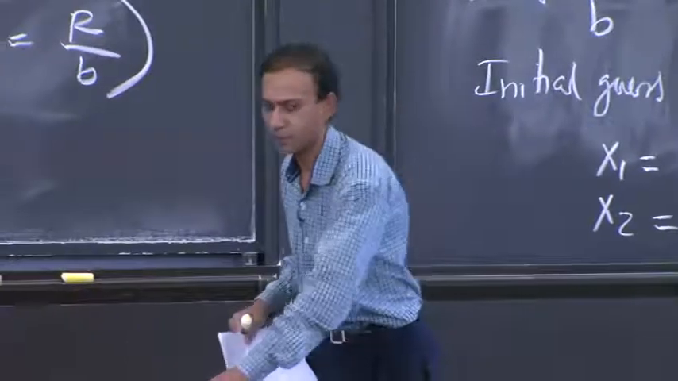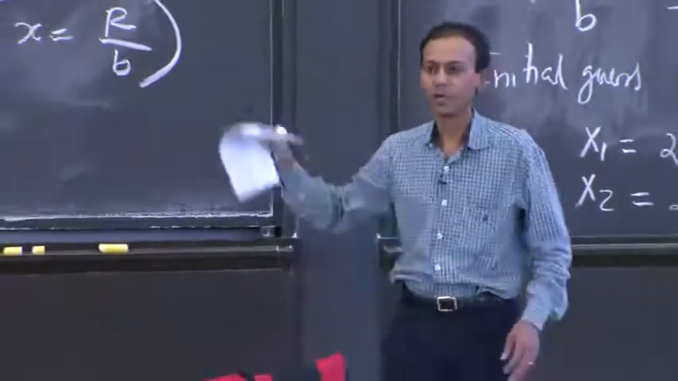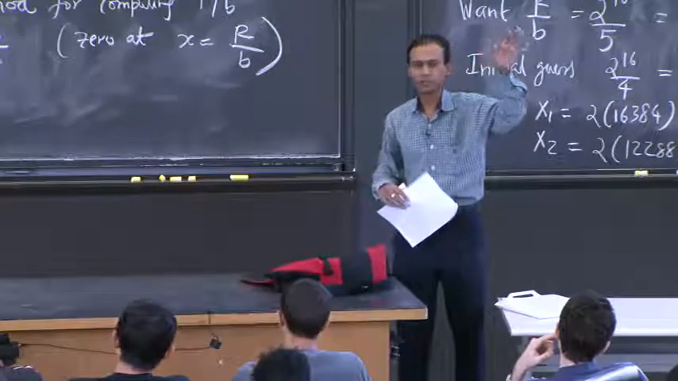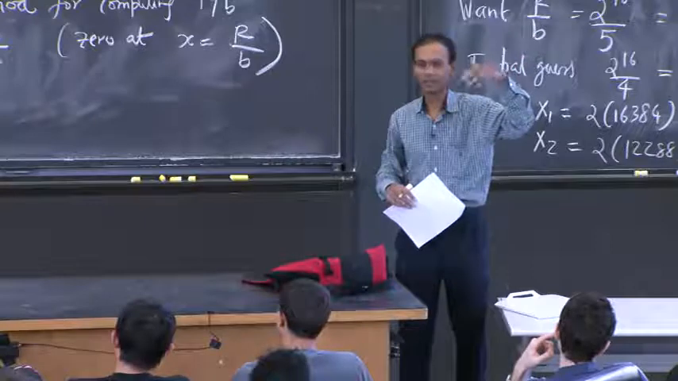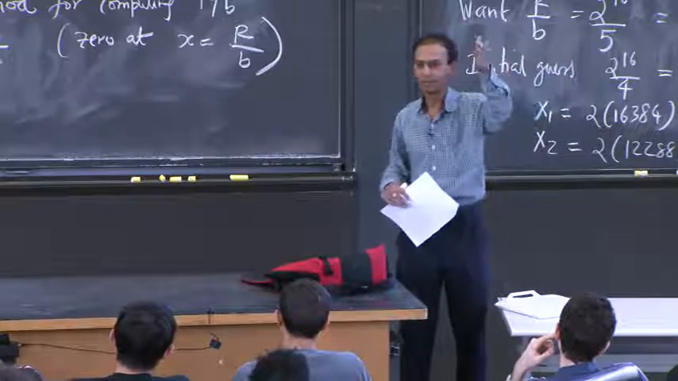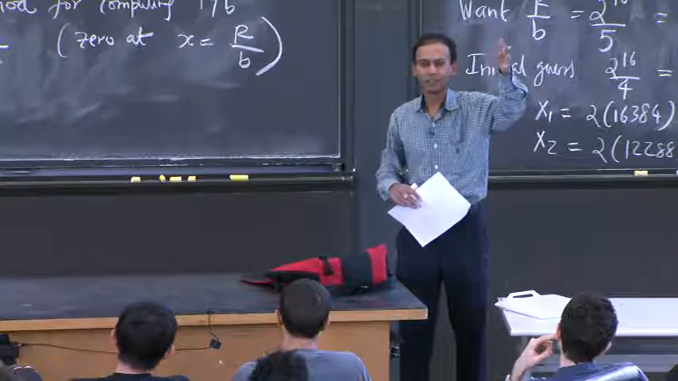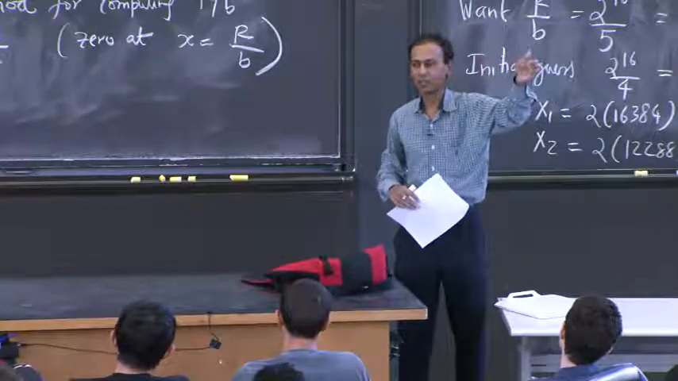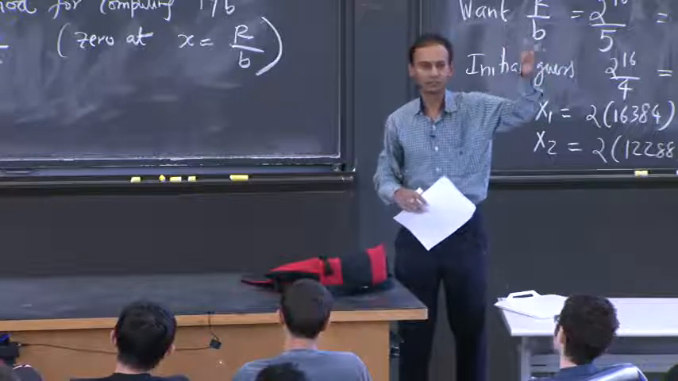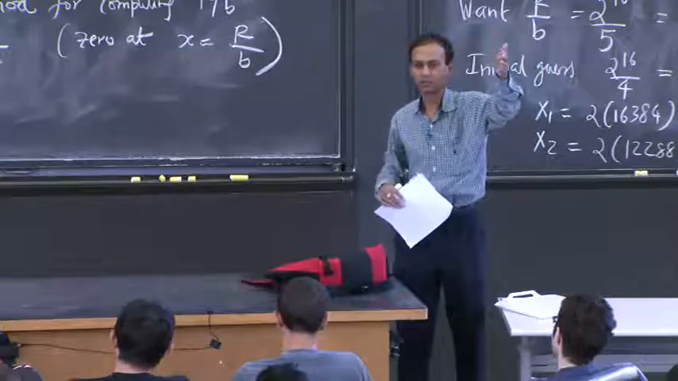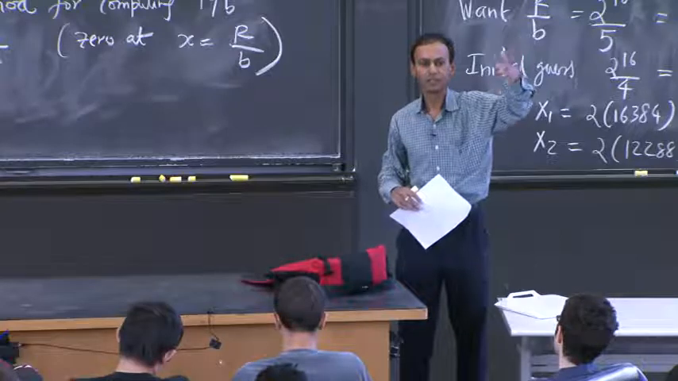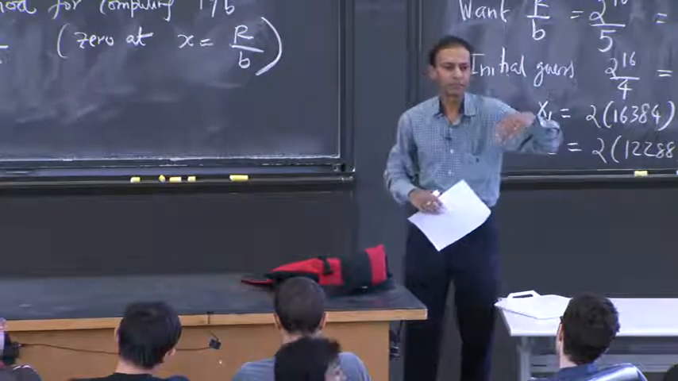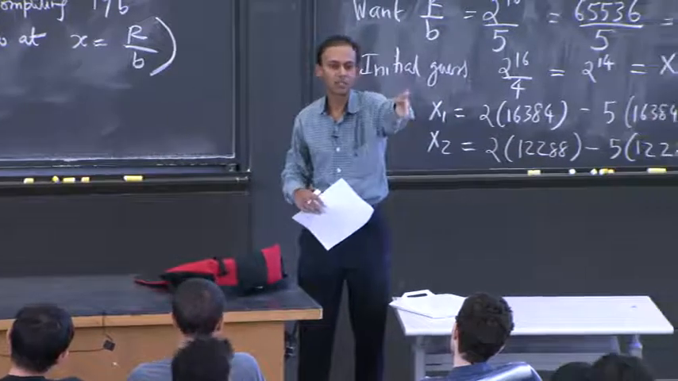What's the observation? I want to end up with d digits of precision. Someone tell me. This is a dynamic process. So what do I start with? If I want to compute something and you want to use Newton's method, what do you start with? You start with 1 digit of precision.